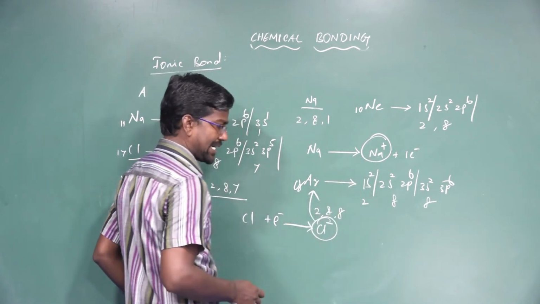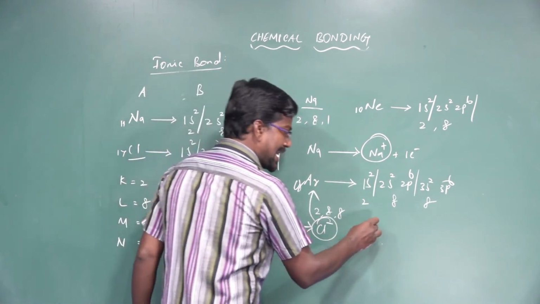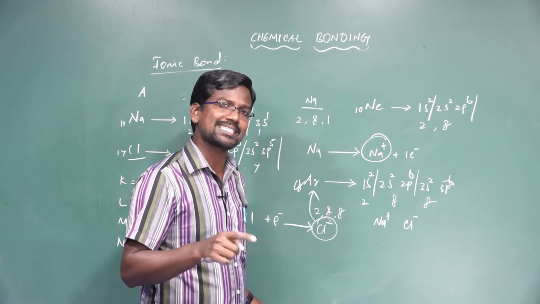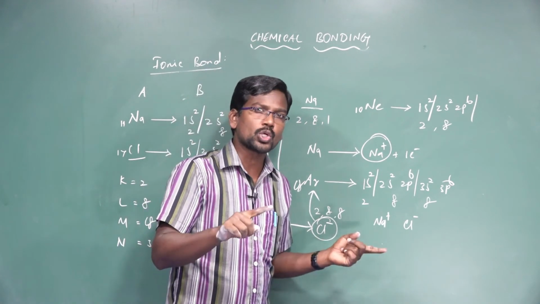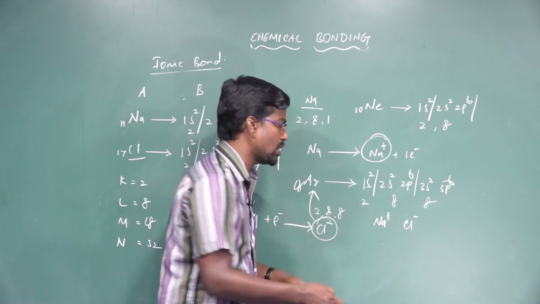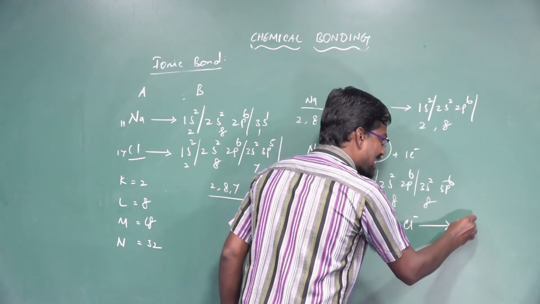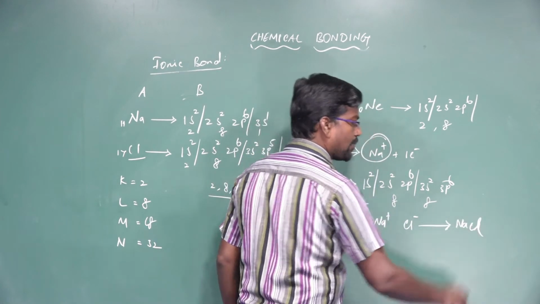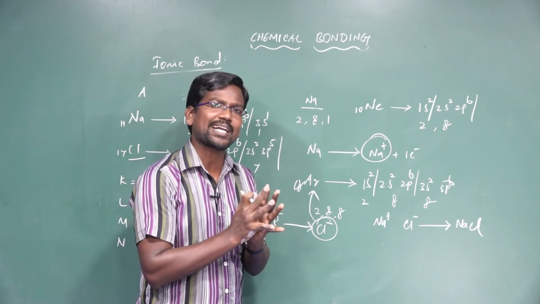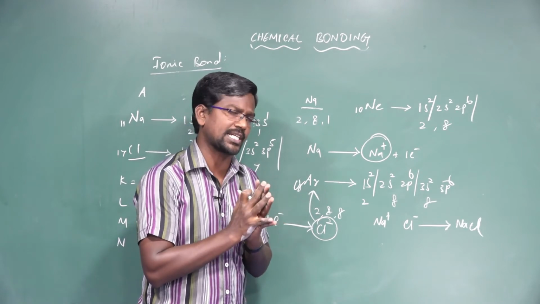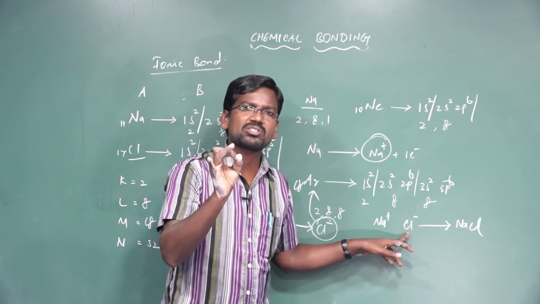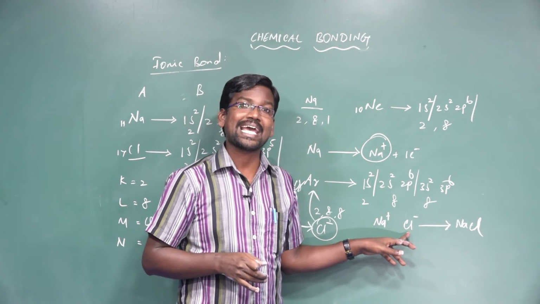Here Na plus ions are there, and here Cl minus ions are there. The Na plus ion is a cation and the Cl minus ion is an anion. The two ions come close together due to the electrostatic force of attraction to form sodium chloride, NaCl salt. Sodium chloride salt is obtained from the electrostatic force of attraction between two oppositely charged particles: one is the positively charged Na plus ion, the other is the negatively charged Cl minus ion.